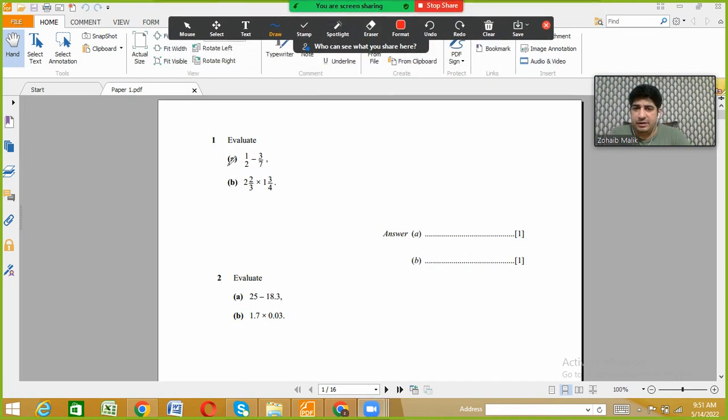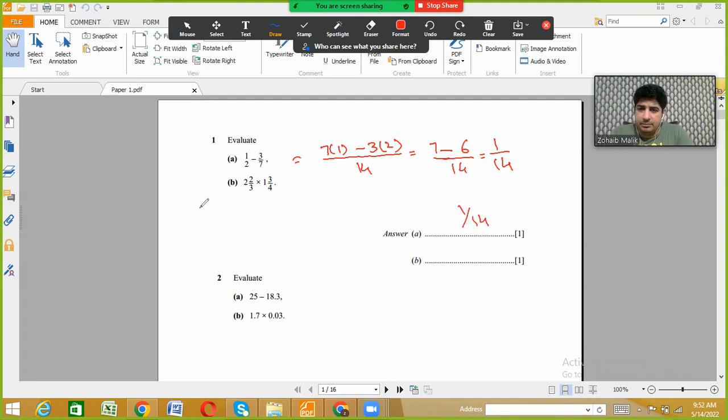Question one is evaluate. We have to find the values, and the fractions are given: 1 over 2 minus 3 by 7. It means we have to find the LCM. The best way is to do cross multiplication and take the product of the denominators. So this would be 7 into 1 minus 3 into 2 over 14. So this is 7 minus 6 over 14, and the final answer would be 1 over 14.